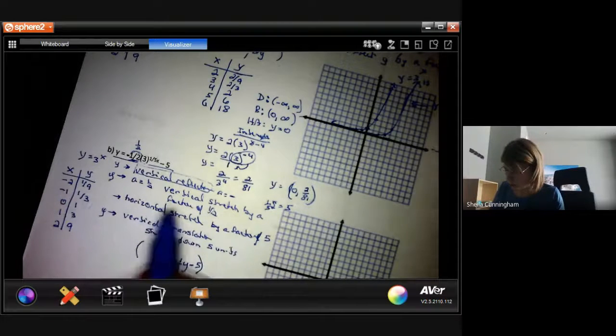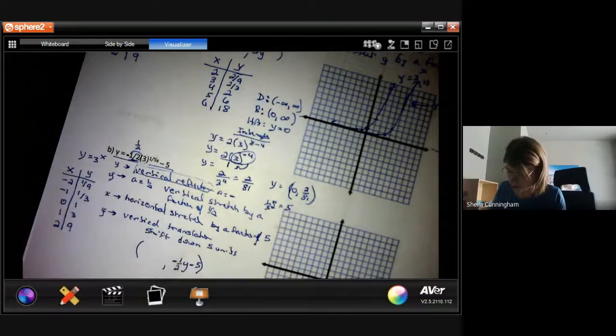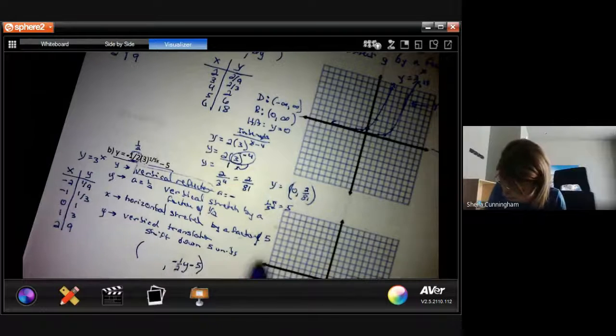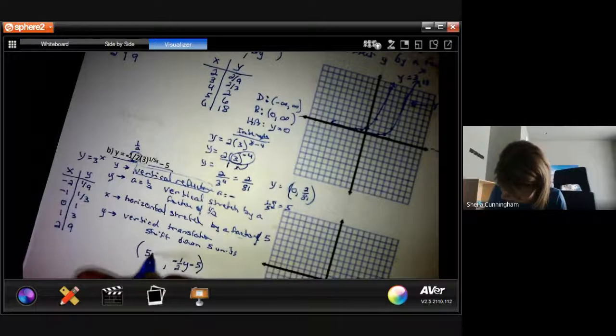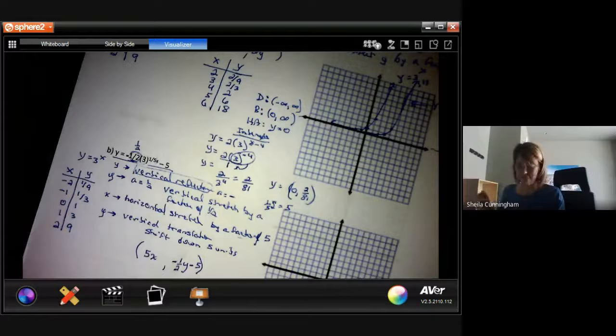Now, the last piece we have to account for is the horizontal stretch. That horizontal stretch, because it's horizontal, it's affecting your X. And it is stretching it by a factor of 5. That means, because it's a factor, it's multiplying every X value by 5.